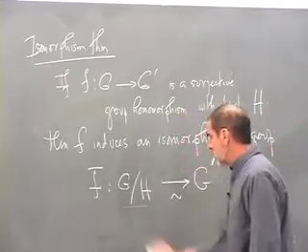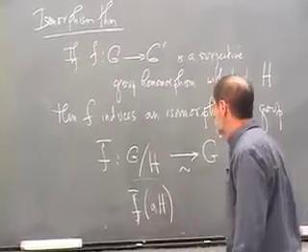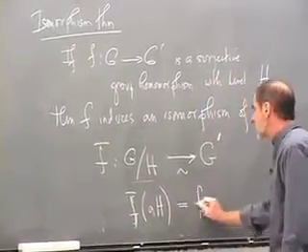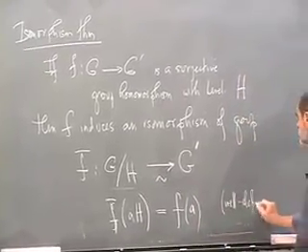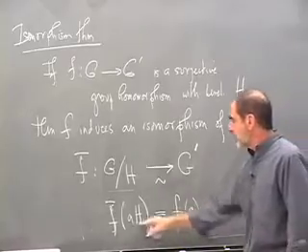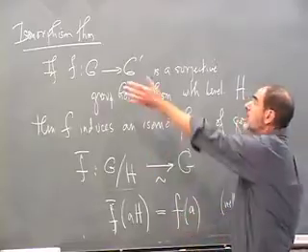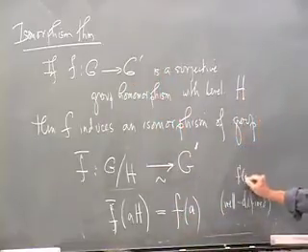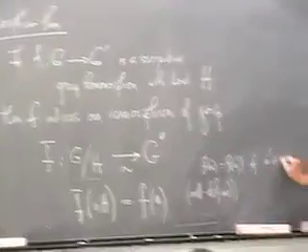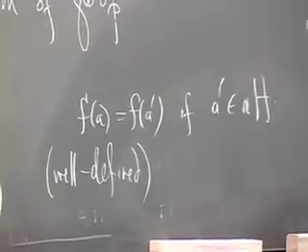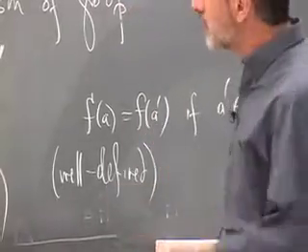And this map, F bar, of the coset AH is equal to, by definition, F of A. And you have to check that that's well defined. Namely, that the value of F is independent of what coset representative I choose. But that's just because the kernel of F is H. So F of A is equal to F of A prime if A prime is another element in AH. That's just because H is the kernel. And you have to check that this is an isomorphism. So that shows that it's a well-defined map.